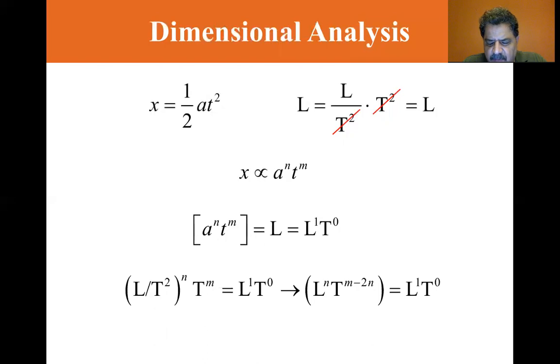Return to the original expression, x is proportional to a to the n, t to the m. We conclude that x is proportional to at squared. And this is one method. I don't use it that much.